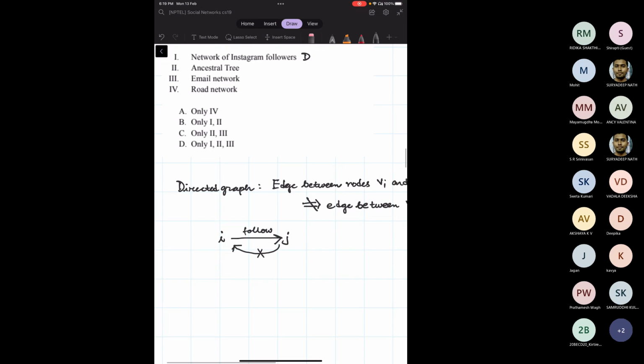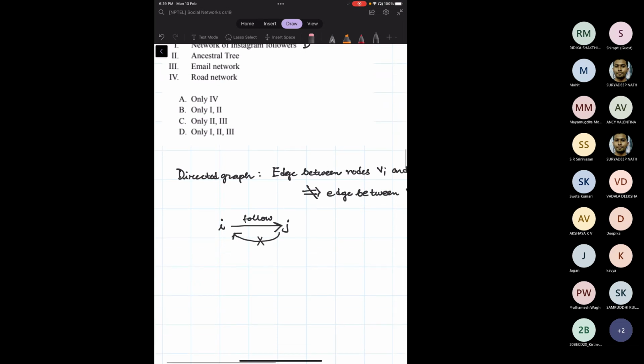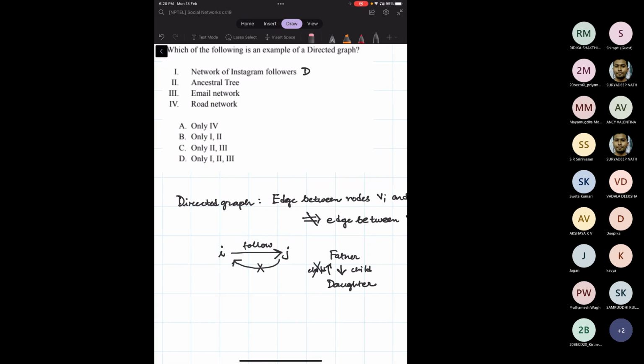So this is why it is a directed graph. Coming to the ancestral tree problem. In an ancestral tree, there is a father and a daughter. The daughter is the child of the father, but we cannot draw a similar edge from daughter to father saying that the father is also the child of the daughter. So this is wrong. So ancestral trees are only directed from a previous generation to the next generation. So this is also a directed graph.